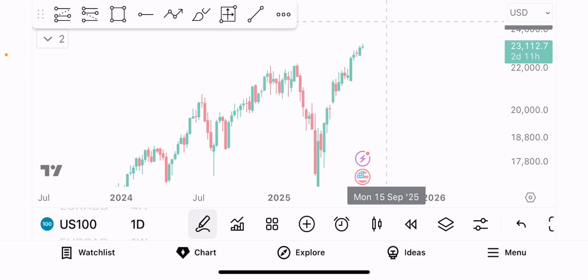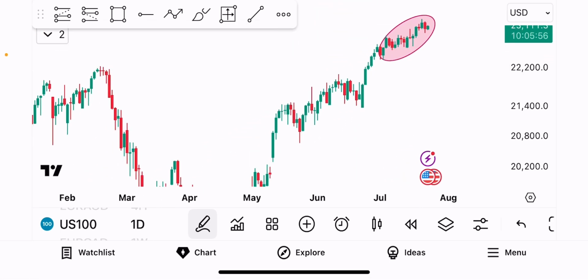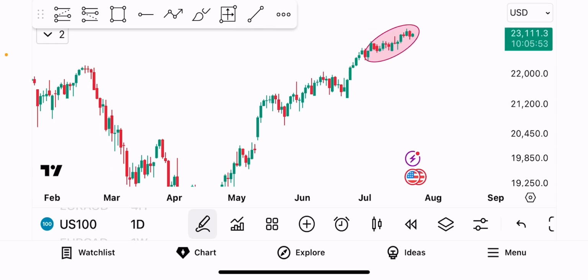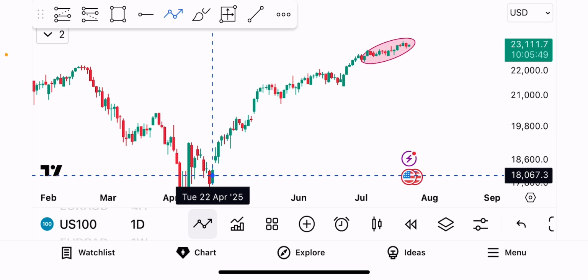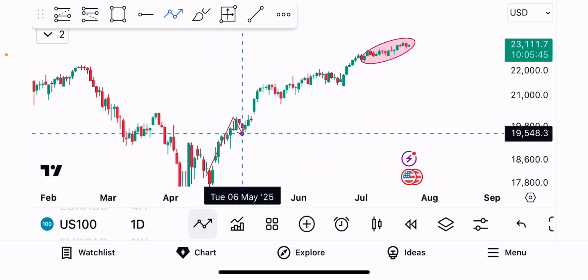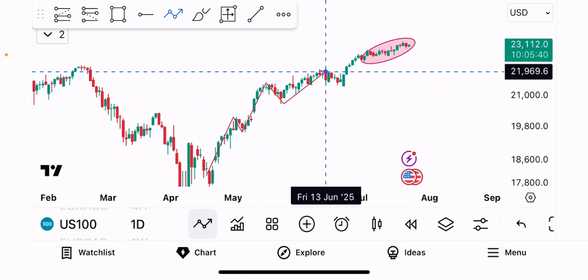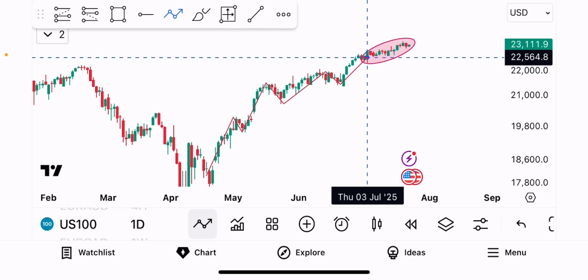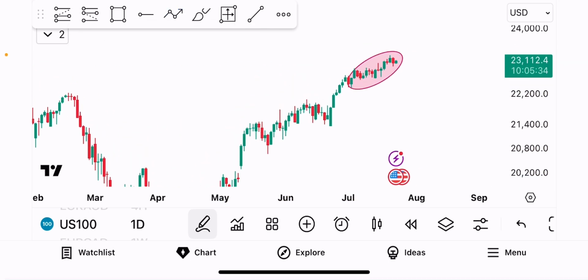So let's now check the daily. Here from the daily time frame, things become more interesting. First of all, what we can see clearly is a clear uptrend: impulse, correction, impulse, correction, impulse, correction, another impulse here, and right now price is currently consolidating.